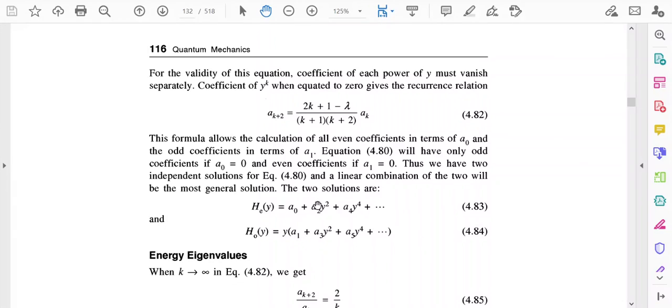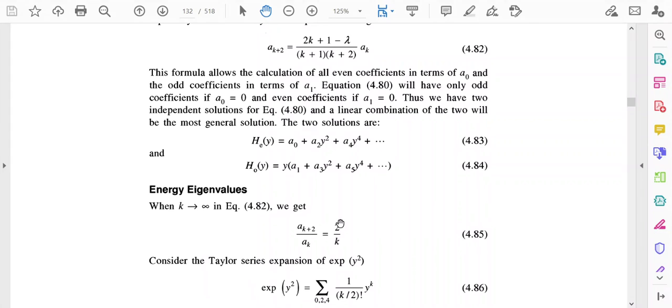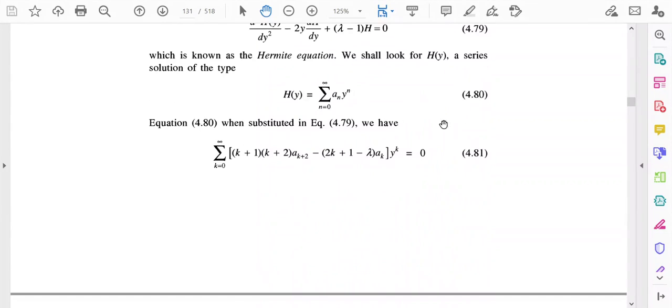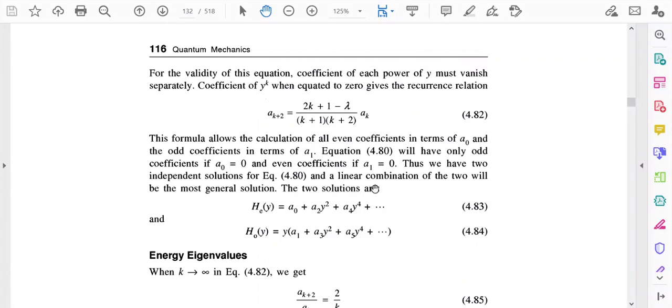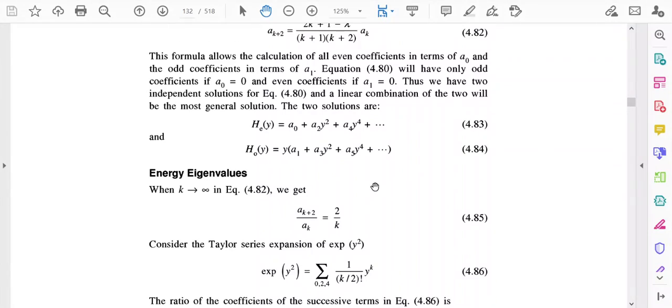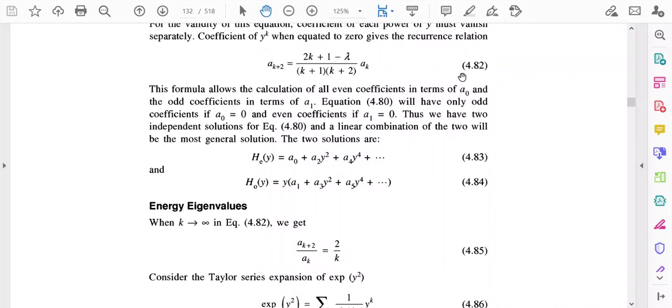So these are the two solutions of equation 4.80. Now just look at what happens if we make k tend to infinity in equation 4.82.